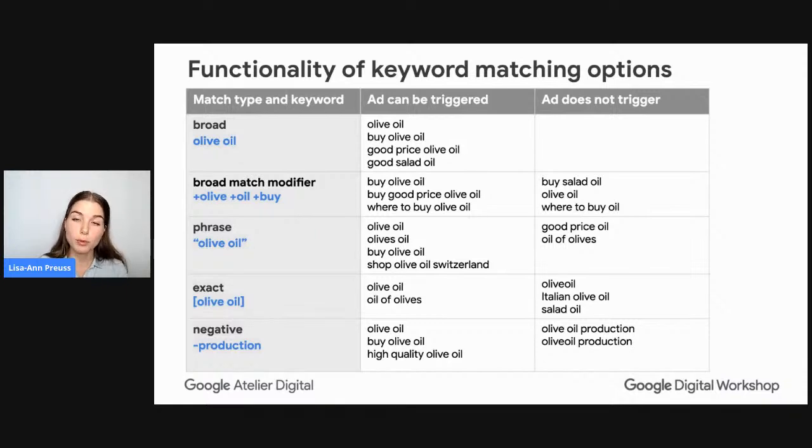In other words, for Mr. Benelli, having production as a negative keyword could save him a lot of irrelevant clicks, because chances are someone is just trying to research how olive oil production works or wants more information about that, but doesn't want any olive oil per se. And so if Mr. Benelli were to add production as a negative keyword, he wouldn't have to worry about his ad being triggered if someone looks for olive oil in combination with the word production.